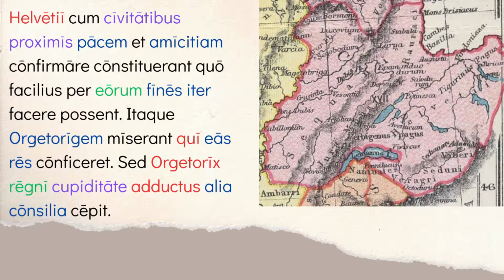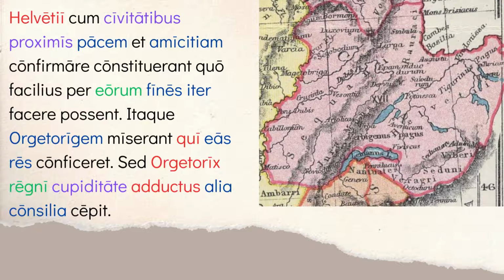It's not going to make a difference, okay? So you have the Helvetii, right? Again, we're still talking about the Helvetii here. So you're saying the Helvetii, they constituerant, they had decided to declare or to confirm peace and friendship, pacem et amicitiam, right, with their nearby or their neighboring states, civitatibus proximis, okay? So they decide to do this so the quo there is really functioning as ut.